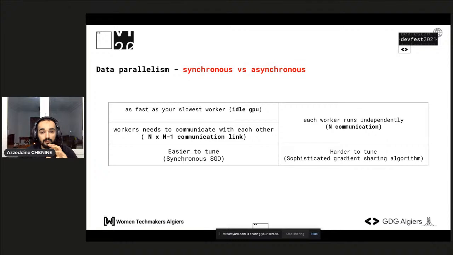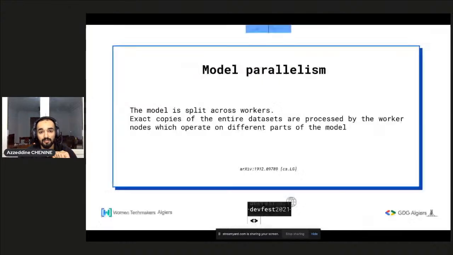On the other side, in the asynchronous type of data parallelism, each worker runs independently. So no matter what you're trying to add to your infrastructure, you have n communication links. But it would be harder to tune, which is easy to do in a synchronous architecture. So now you have a trade-off, and you can choose which one works better for your infrastructure and which one also works better for your model. So this is the first way to do distributed machine learning, which is data parallelism.